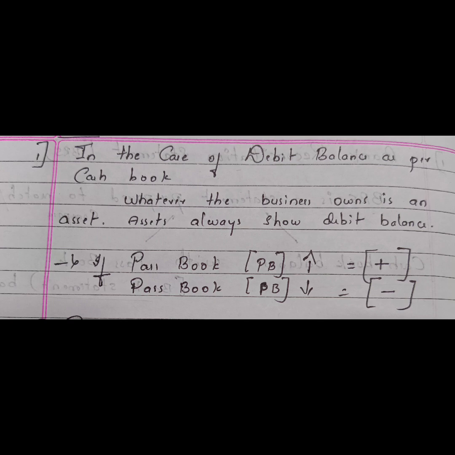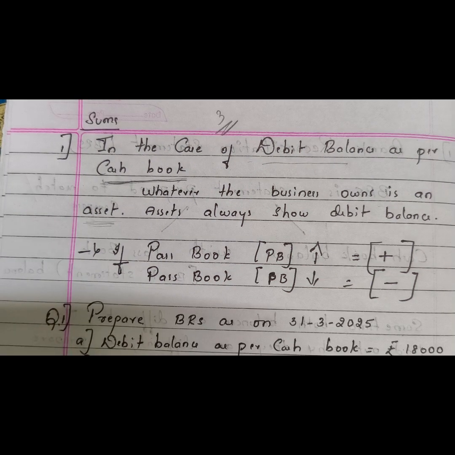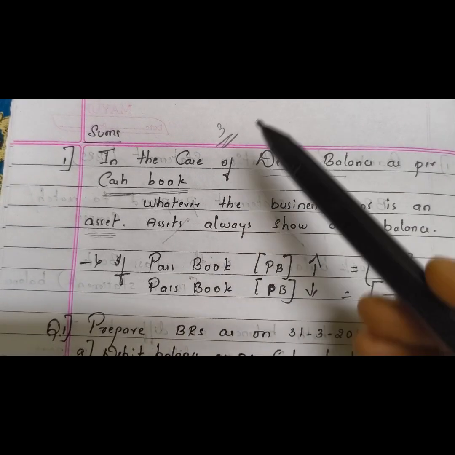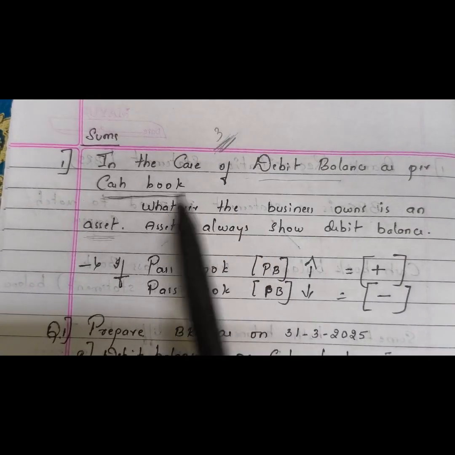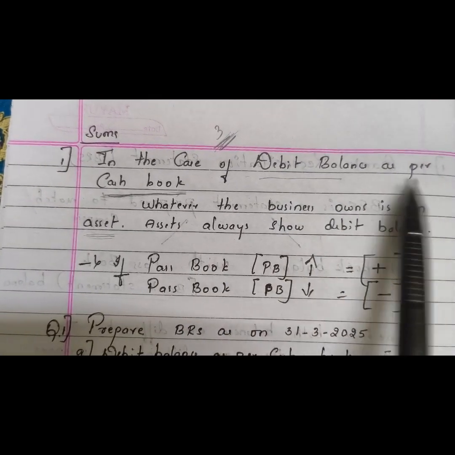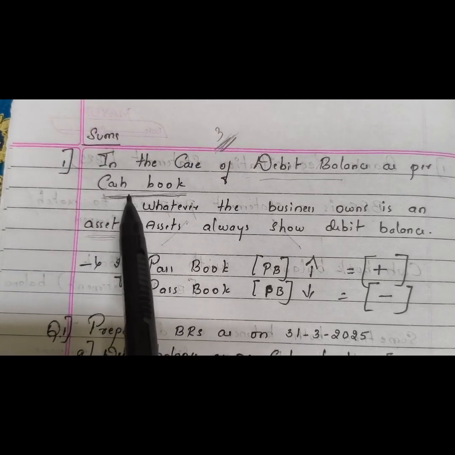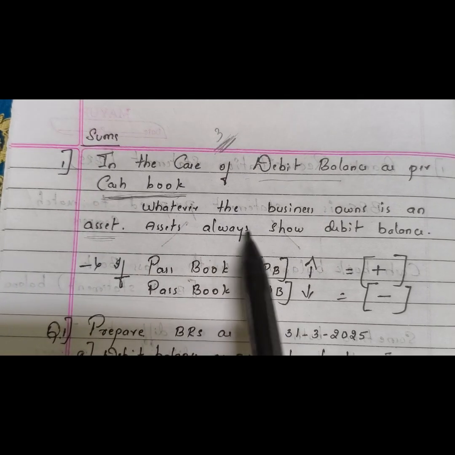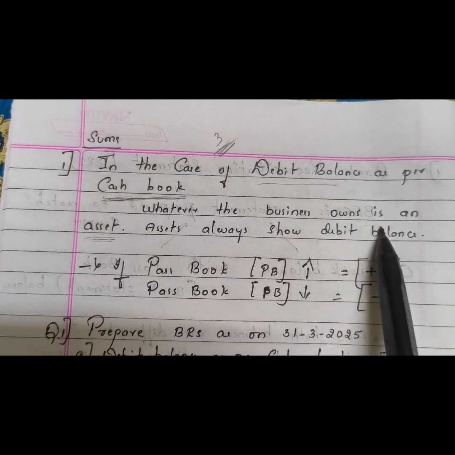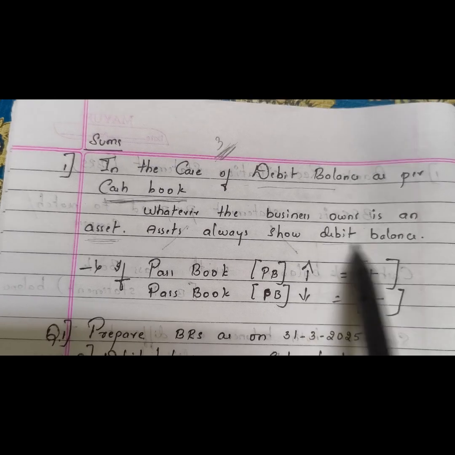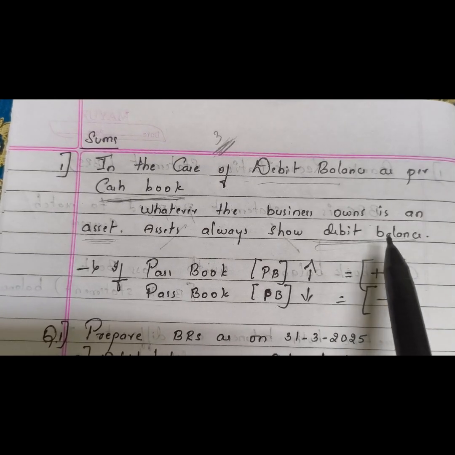Hello students, in today's class I will explain how BRS is prepared as per the cash book. In this sum, you have to keep three things in your mind. In case of a debit balance as per cash book, this cash book is maintained by the company, right? Whatever the business owns is an asset. Asset always shows a debit balance. This thing you have to keep in your mind.